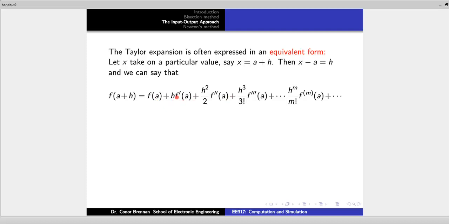Correction terms are h times the first derivative at a, plus h squared over 2 times the second derivative at a, plus h cubed over 6 times the third derivative at a, and so on. So we can express what's happening at a point close to a in terms of what's happening at a and the derivatives at a. First derivative, second derivative, third derivative. We add all these terms up.